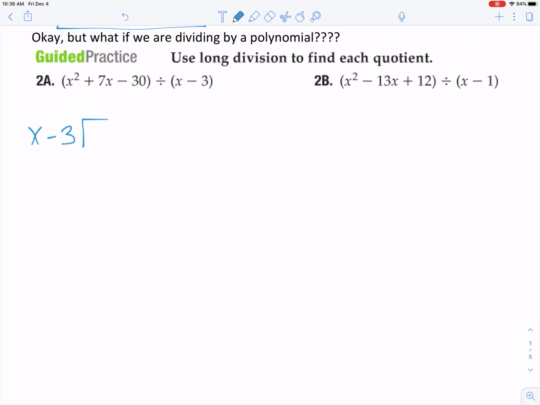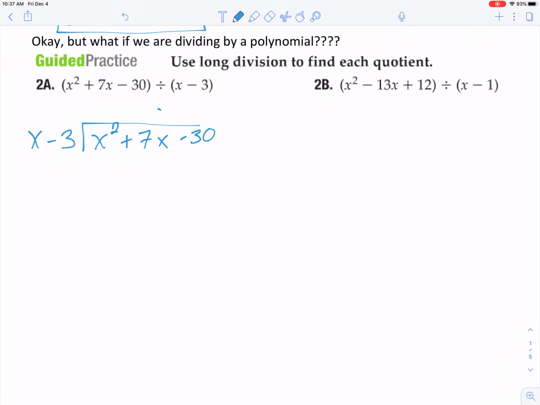So you write what you're dividing by on the left, then do your division box, and do x squared plus 7x minus 30. Okay, so what you're going to do is try to get this piece to cancel. If you remember how long division works, you're going to be subtracting away. So here's the question I want you to ask yourself. How can I get this to look like this using multiplication? As in, x times what gives me x squared? And the answer would be multiplying x times x would give me x squared.